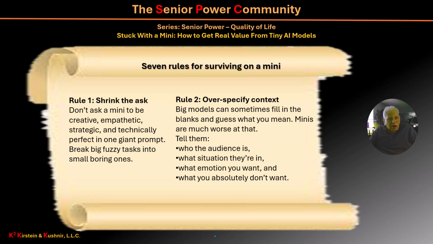Second rule, over-specify context. Rule number 2 involves over-specificity. Big models can sometimes fill in the blanks and guess what you mean. Minis are much worse at that. So tell them who the audience is, what situation they're in, what emotion you want, and what you absolutely don't want.